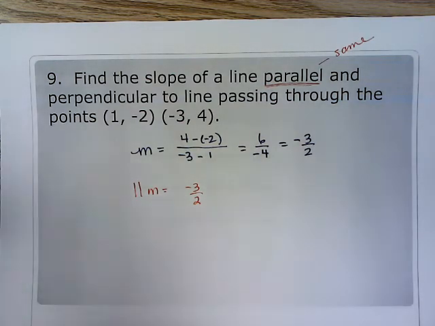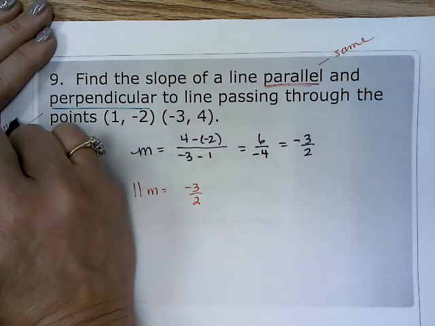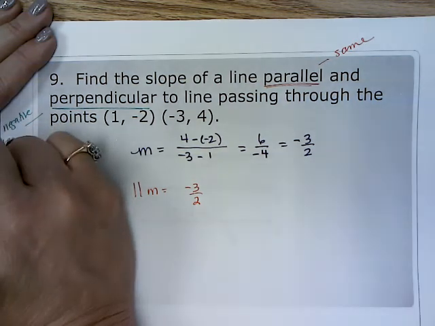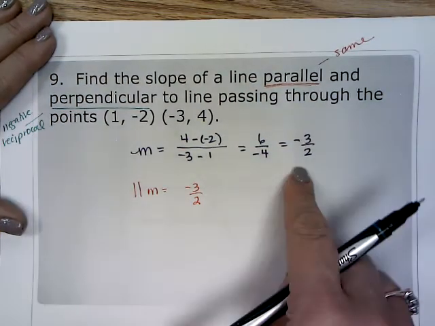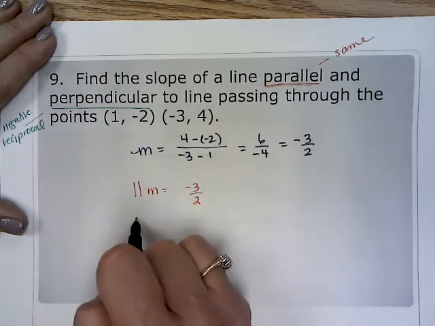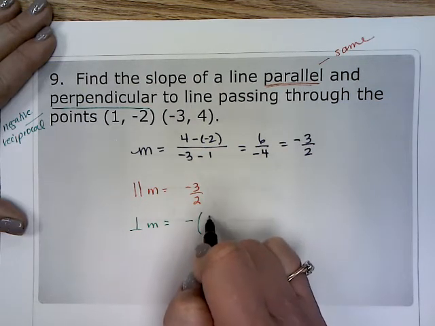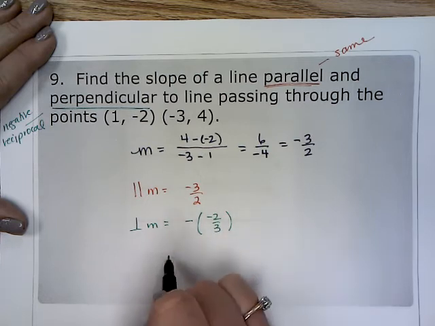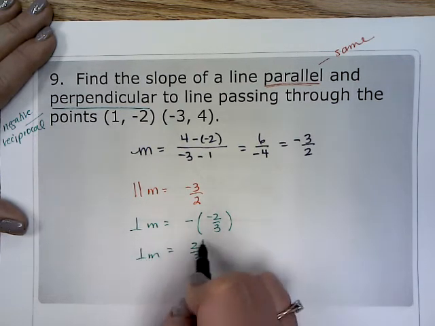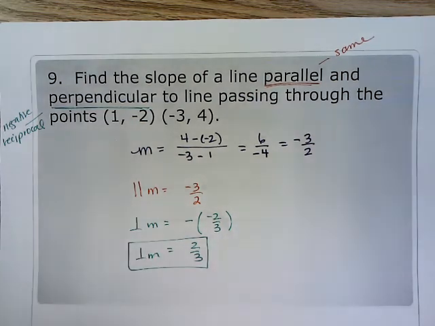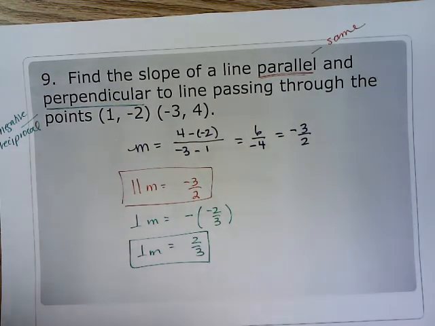Then I want to find the slope that is perpendicular. If it's perpendicular, it's the negative reciprocal of the slope that is here. So my perpendicular slope is the negative, the reciprocal, and then I need to simplify. So my perpendicular slope is 2/3. My parallel slope is -3/2.